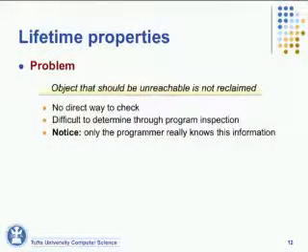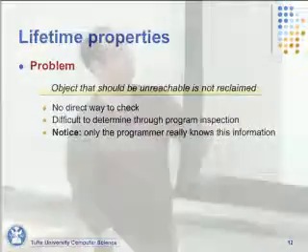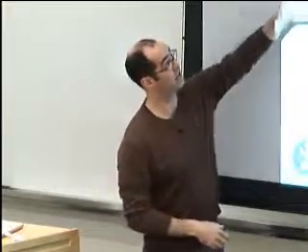So, here's the problem from the JBB example. An object that should be unreachable is not reclaimed. And again, there's no direct way to check this. It's pretty difficult to discover by just program inspection. The other thing to notice is only the programmer really knows what should happen there. The garbage collector just says, there's a reference here, so I'm assuming that's what you meant to happen. It doesn't have any other information to go on.